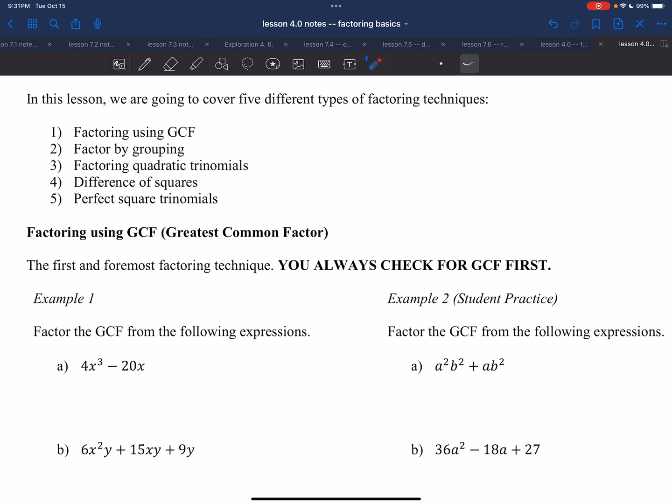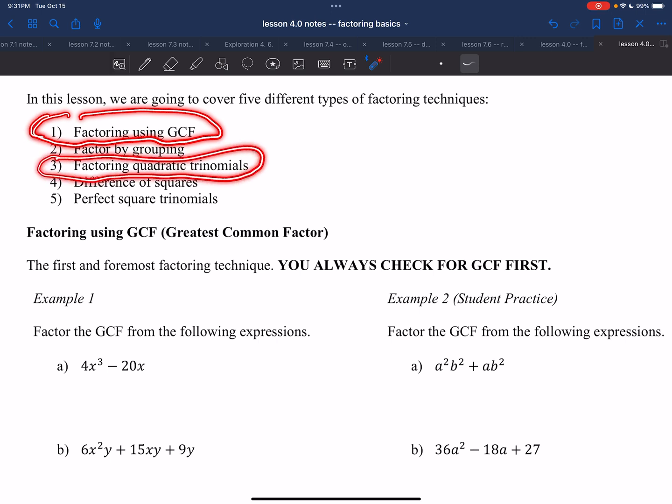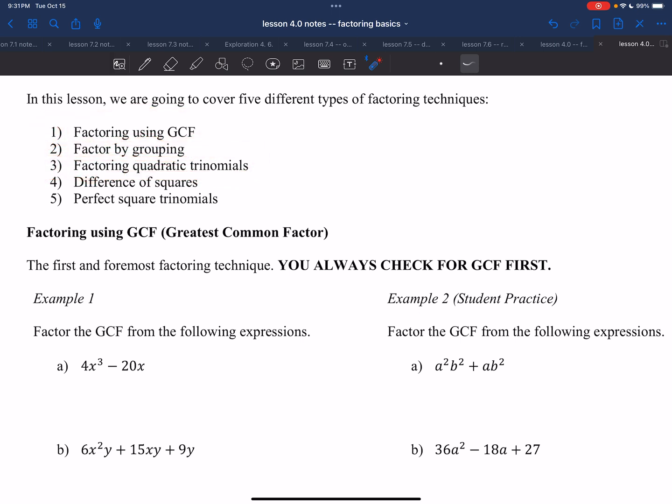And so to go through them, you have factoring using GCF. We'll talk about that. Factor by grouping, factoring quadratic trinomials, difference of squares, and perfect square trinomials. Now, from Algebra 1, you should know number 1 and number 3 at a bare minimum. I am positive you did that in Algebra 1. Maybe you did number 4. Maybe you did number 5. And if you did number 2, that would be impressive. But, well, I don't know. Everyone has a different experience, yeah?